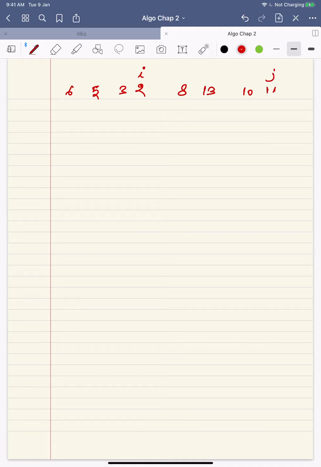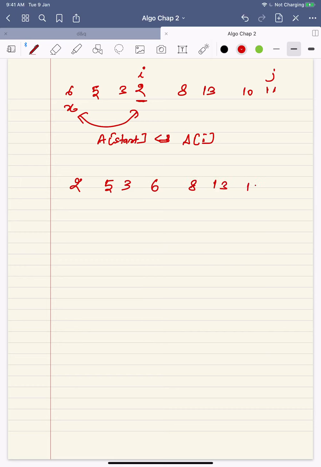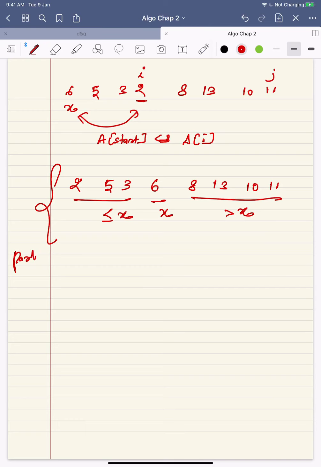But now, is this the final output that you need at this point? Remember, you want to keep x in its proper sorted position. Okay, and what should be that? That should be this, ith index. So what you do now, you will swap a start with a. So you swap these two. So your final array becomes 2, 5, 3, 6, 8, 13, 10, 11. And as you can see, these values are less than equal to x. This is x, and these are greater than x. And that is as a result of partition algorithm.